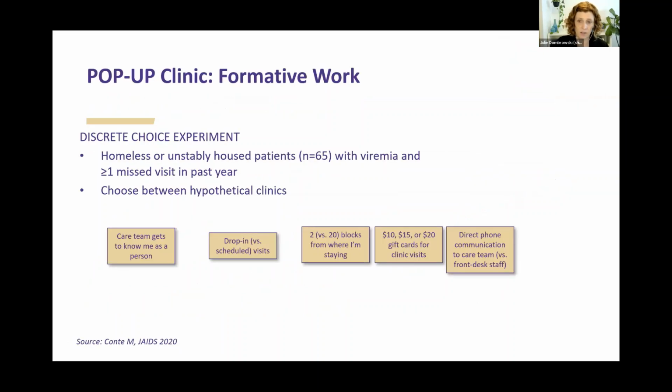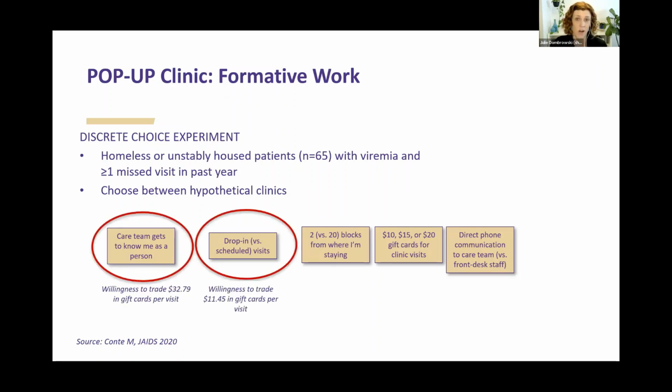The pop-up clinic research team also did some interesting work with a discrete choice experiment to again understand which elements were the most important to patients. They enrolled 65 people who were living with HIV and living homeless and asked about hypothetical clinics with different combinations of features. The 5 options were shown on this slide. Similar to our qualitative findings with the Max Clinic, the most important thing for patients was feeling that the care team gets to know me as a person, and they were willing to trade a substantial amount of gift cards or money away for having that element.